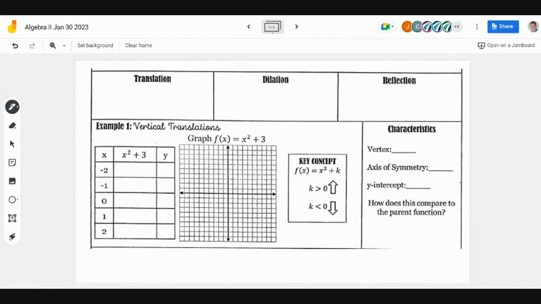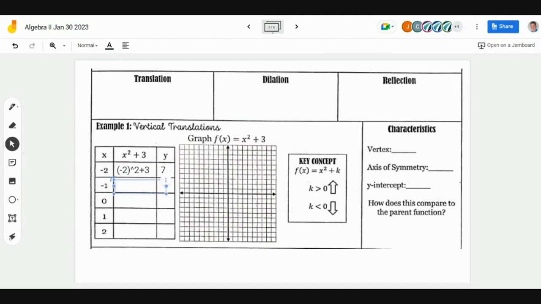So when we add 3 to the parent function, let's see what it does over here in our chart. So for our chart, we're going to type, if it's negative 2, back here. So that means it is negative 2 squared plus 3. Right? So negative 2 squared is 4. 4 plus 3 is 7. So our y is 7 when x is negative 2.